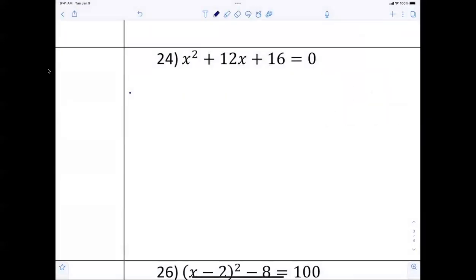Because it is even, we can do completing the square. The leading coefficient is a 1 and the middle term is even. So we can complete the square. So let's do that. So now I have x squared plus 12x equals negative 16.